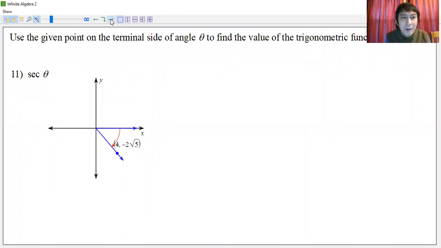Okay, here's number 11. Again, we have an angle at the fourth quadrant. Now cosine and secant functions are both positive at the fourth quadrant, and the answer here must be positive. All right, so let's have the reference triangle. The secant function will involve the hypotenuse. So let us have the given and the figure. This will be our reference triangle.